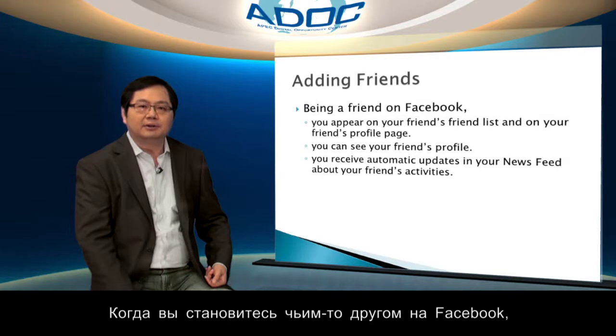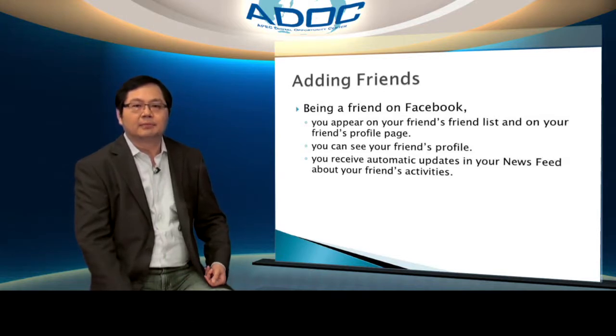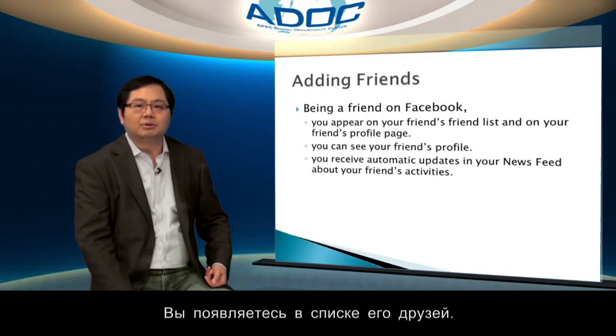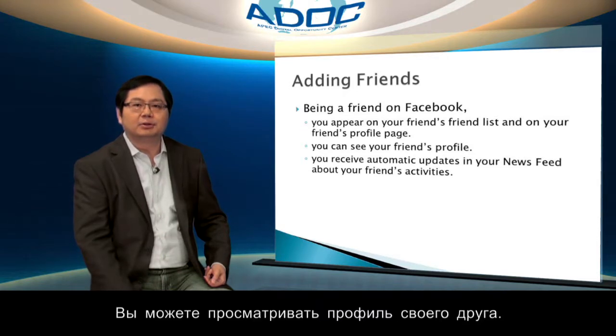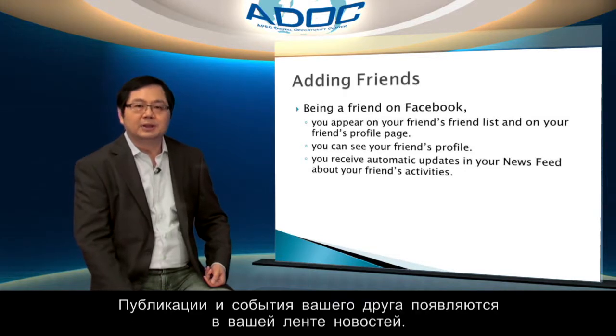When you become friends with someone on Facebook, you appear on your friend's friend list and on your friend's profile page. You can see your friend's profile. You receive automatic updates in your friend's newsfeed about your friend's activities.